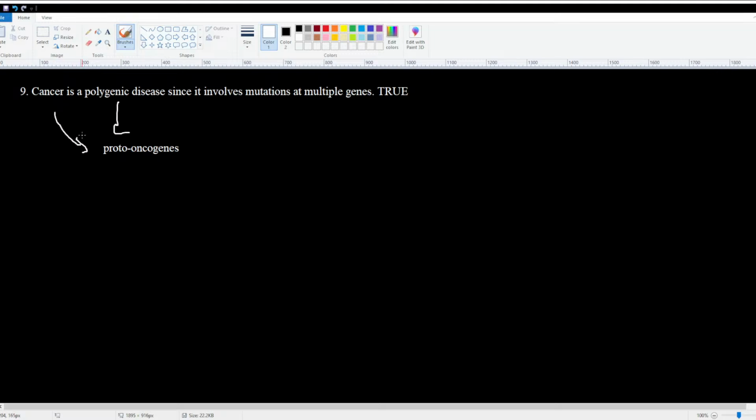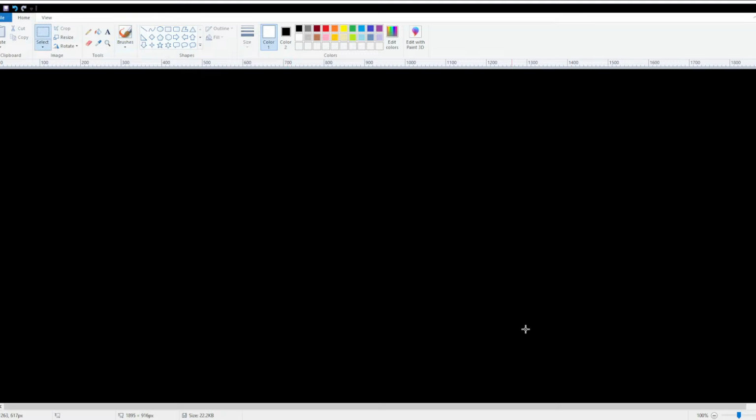So cancer would have to be a polygenic disease. Multiple of these proto-oncogenes need to be affected. And how are they affected? By carcinogens, by mutagens, by old age, by genetics, that sort of thing. Ultimately, it does have to involve multiple mutations at multiple genes. That's why you shouldn't stay out in the sun too long, because the UV rays will eventually break down your DNA, causing mutations. So, wear sunscreen.